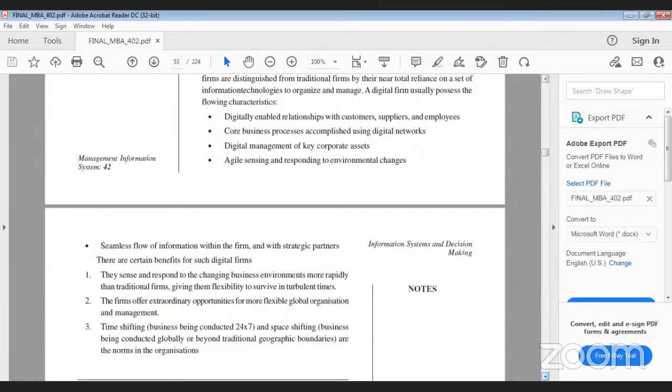There are certain benefits for digital firms. First, agility and response: they sense and respond to changing business environments more rapidly than traditional firms, giving them flexibility to survive in turbulent times. The firms offer extraordinary opportunity for more flexible global organization and management. Time shifting: business can be conducted 24 by 7. Space shifting: business can be conducted globally, where traditional geographic boundaries are no longer the norm for organizations.